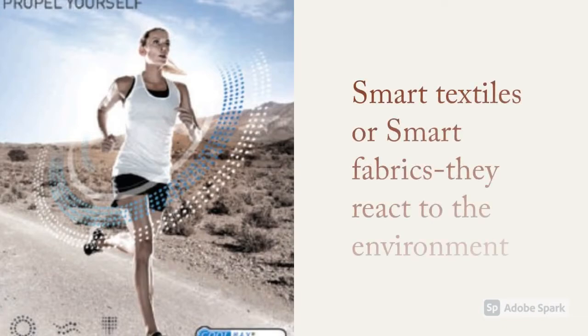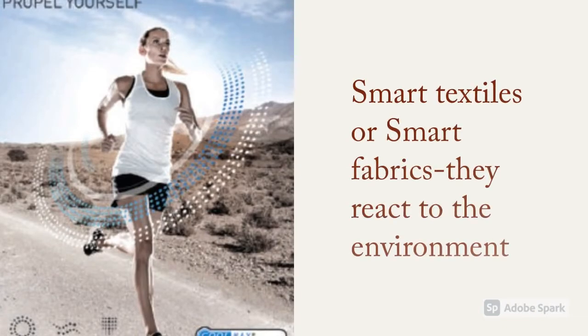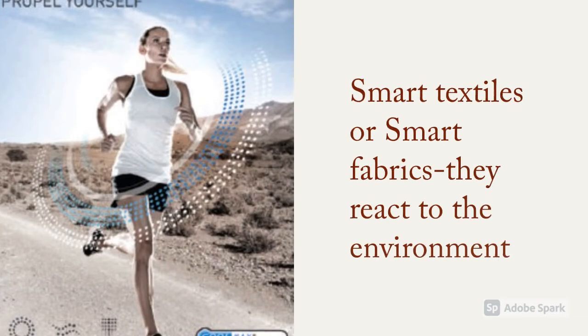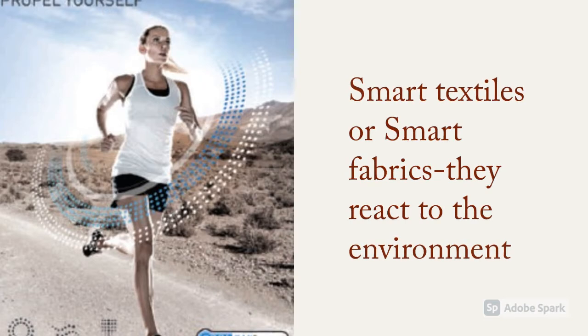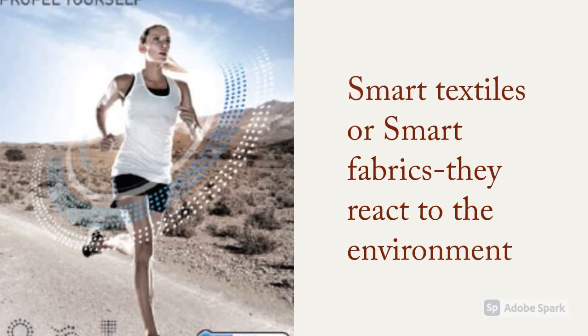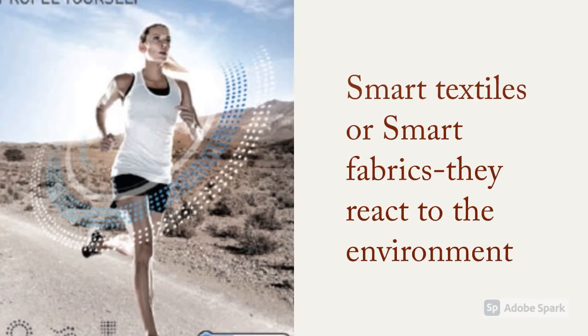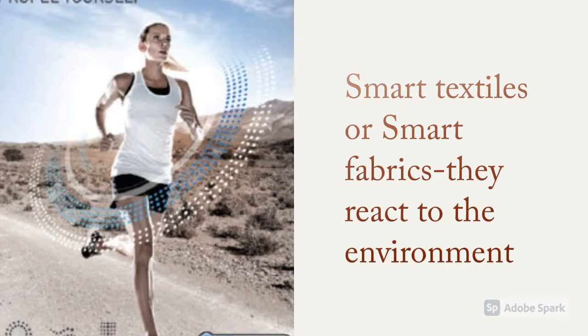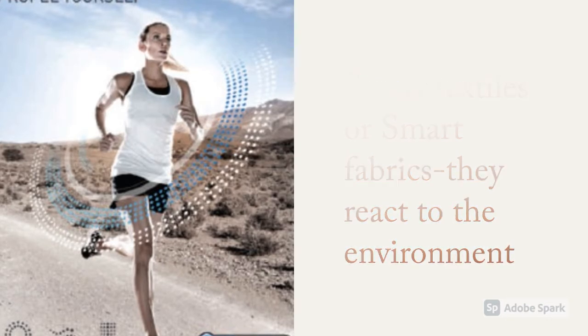Next are smart textiles or smart fabrics, right? And these fabrics react to the environment or some kind of stimulus, right? So either they provide additional protection against chemicals, or more importantly, thermal, right? So things that are wicking, things that keep you warmer when it's cold and cooler when it's hot.